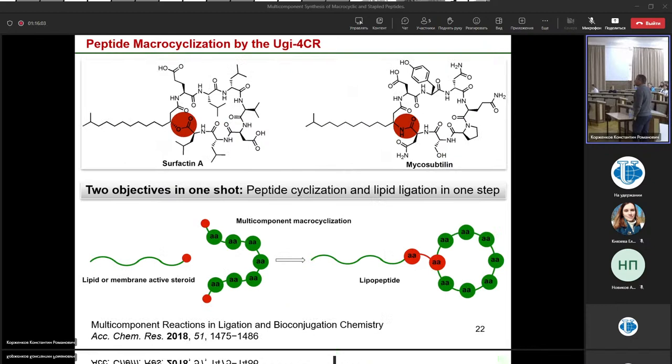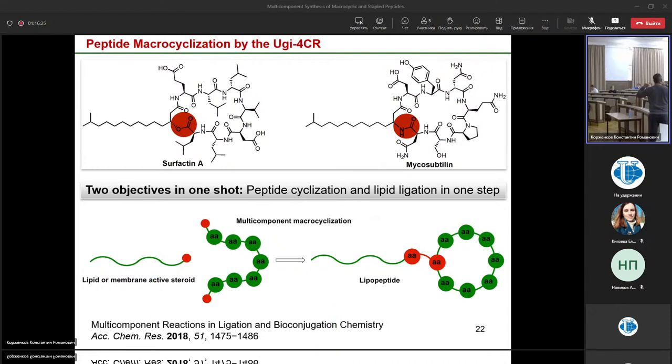Okay. Our idea was to make it simple, to try to use multi-component reactions in macrocyclizations. Okay. Macrocyclizations are easy to say, but not to do, because a macrocyclization is a reaction in which you need to connect two ends of a molecule. And here, entropy plays a crucial role, because you have to use dilution, okay?